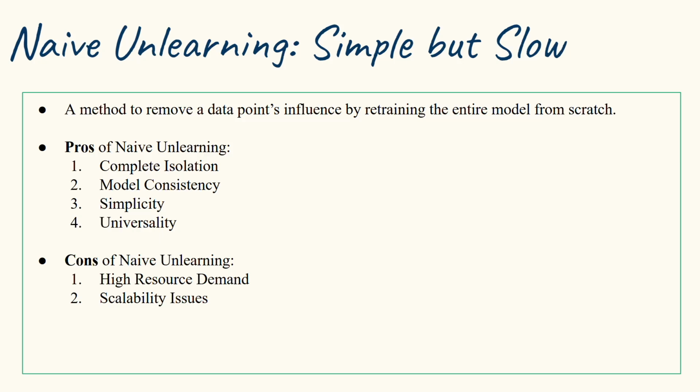Sounds good, right? Well, not quite. Here is the problem. It is slow, really slow. If your dataset is huge, say millions of photos, or your model is complex, like a deep neural net, retraining could take hours, days, even weeks. So it's like rebuilding a house just because one brick's cracked.